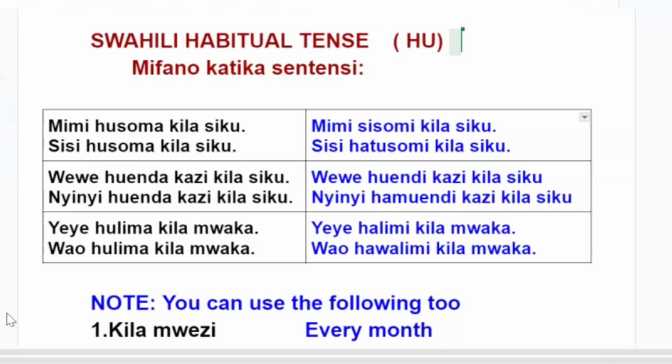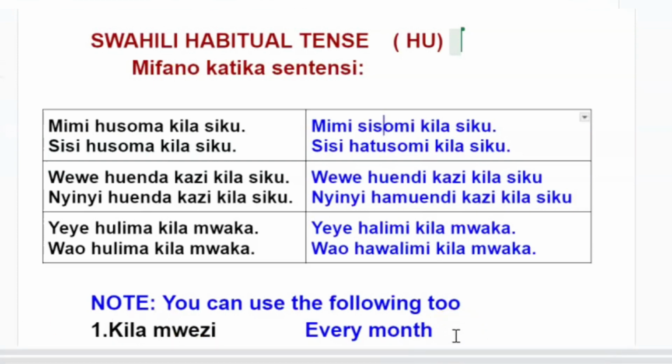The negative of the same. Yeye halimi kila mwaka. He or she doesn't cultivate every year. Maybe there are some years that he or she skips. Then the next one. Wao hawalimi kila mwaka. They don't cultivate every year.